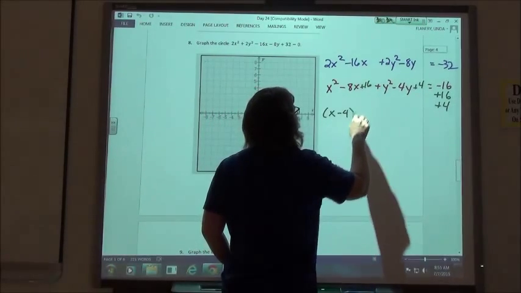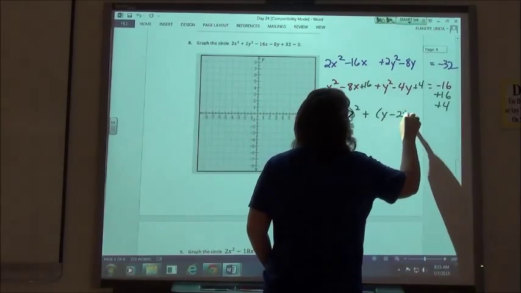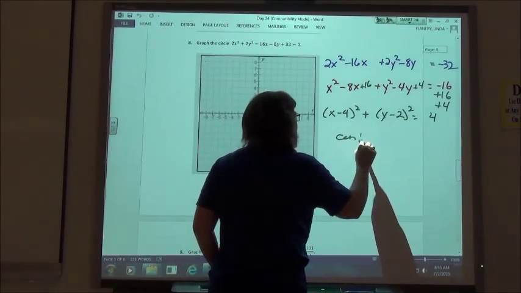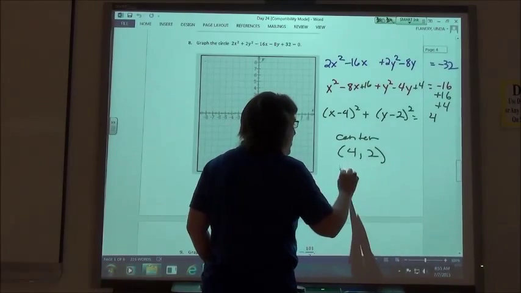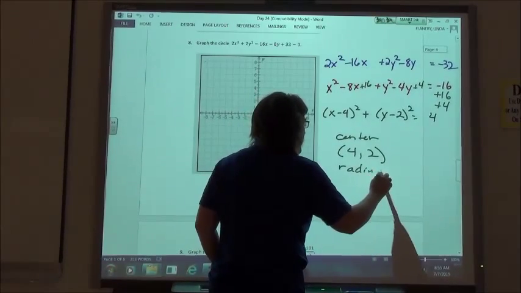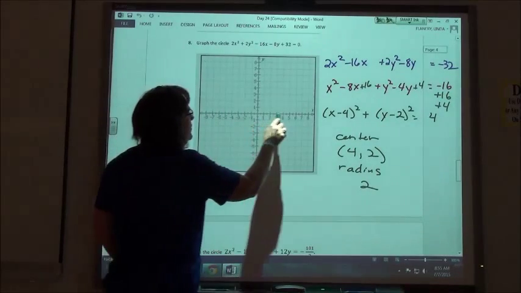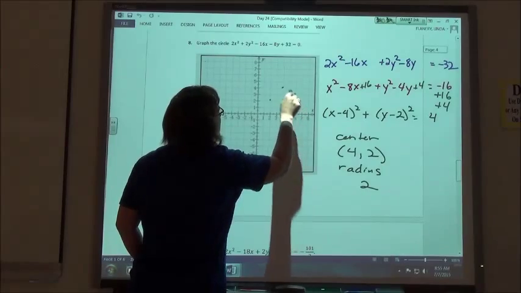x minus 4 squared plus y minus 2 squared equals 4. So my center would be at positive 4 and positive 2. My radius would be the square root of 4, which is 2. So 4, 2 with the radius of 2.